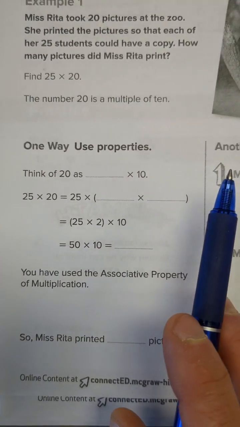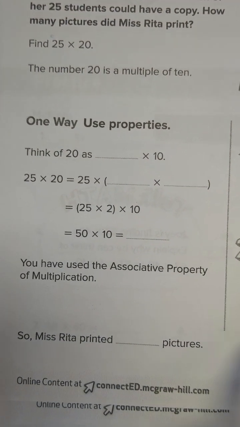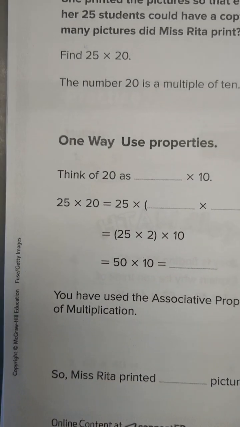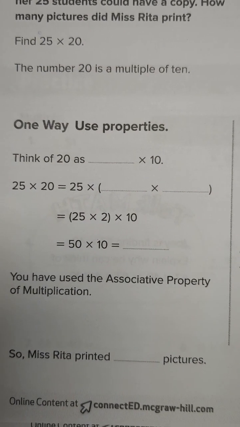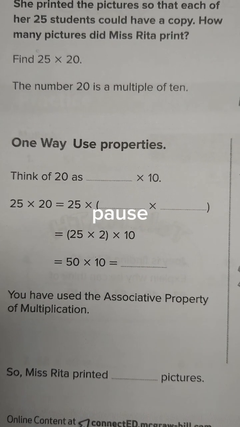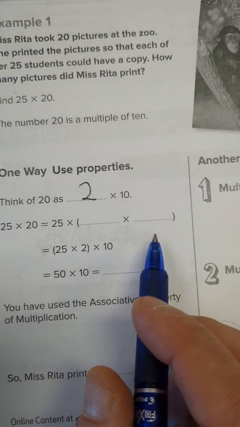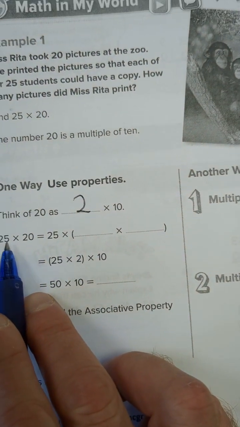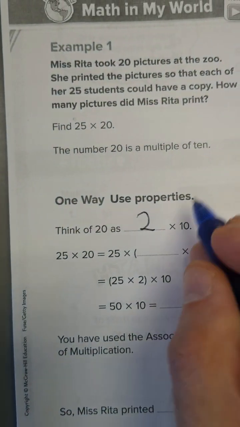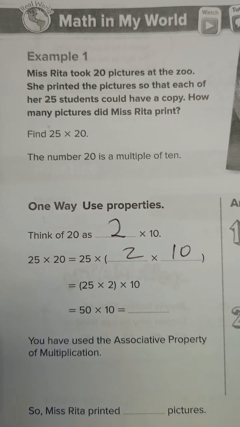One of these is to use properties of multiplication. So we know we could think of 20 as what times 10? You could go ahead and pause the video here and see if you can come up with the answer. Did you come up with 2 times 10? Yes, 2 times 10 is 20. That's another way to think of 20. So we could think of 25 times 20 as 25 times 2 times 10.